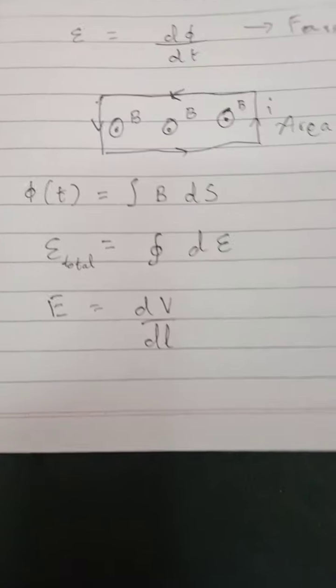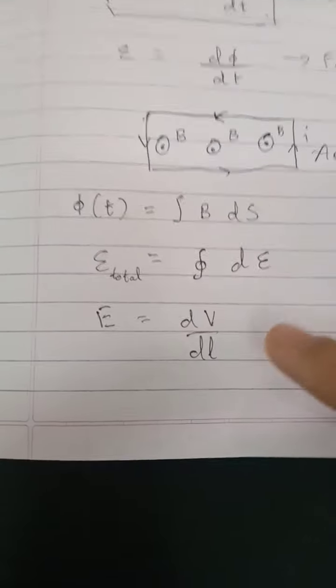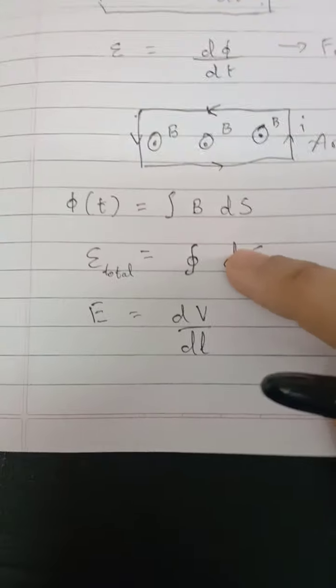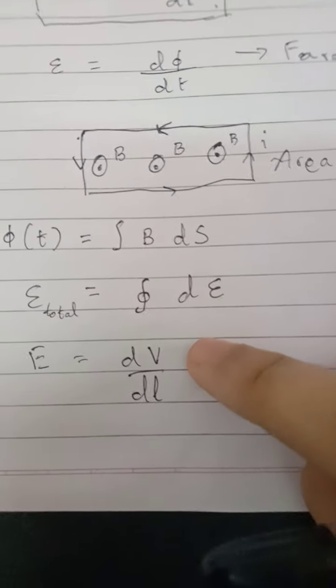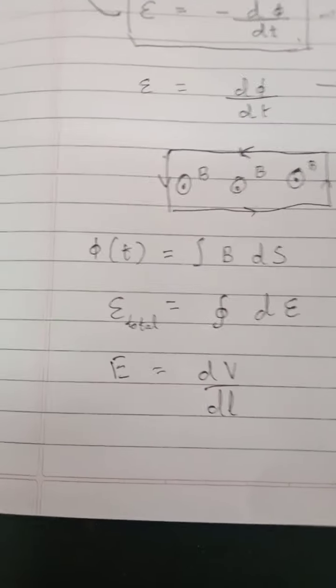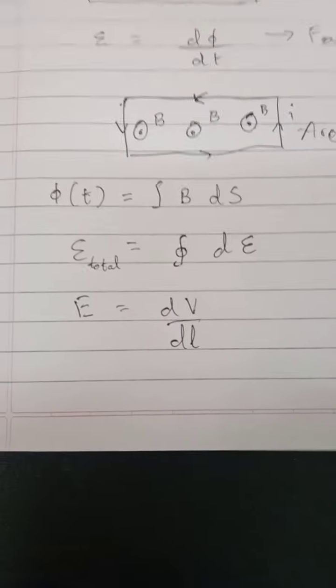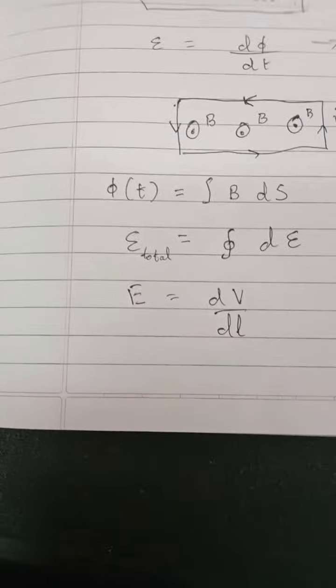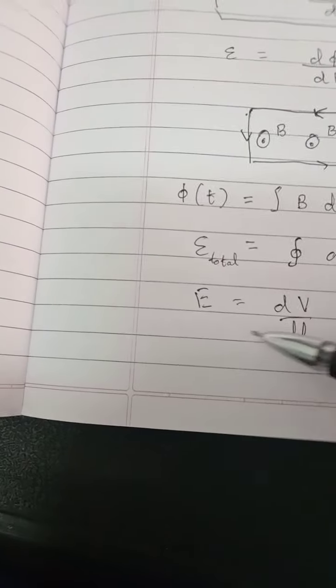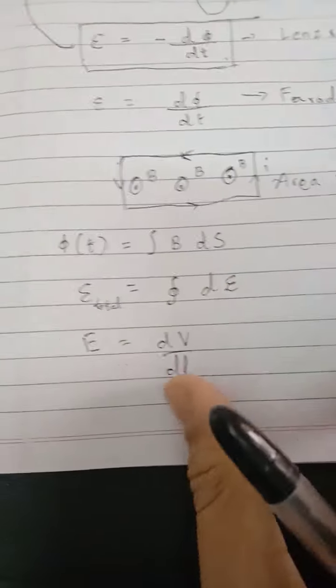Yes, so if we apply this into these two equations, if I combine them, they are telling us that the small amount of EMF dε at any point along the circuit is equal to the E field at that location, isn't it? Because dε can be written as E·dl. Yes, so I can write ε total is equal to the loop integral of E·dl.